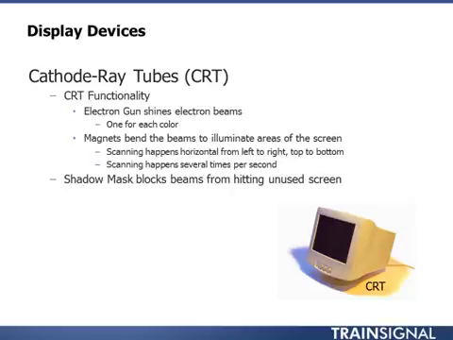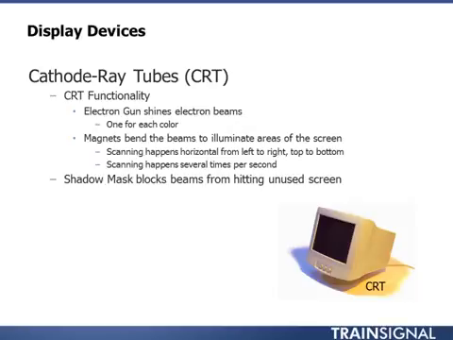Now, the actual functionality, how does this work? The idea is you have this electron gun which will shine an electron beam, okay, and you have one for each color, red, green, and blue. We then have magnets which bend the beams to illuminate specific areas of the screen. Now, when these electron beams are shot out and the magnets bend the beams to illuminate the screen, we have something called scanning. In other words, this happens, remember we talked about refresh rate? Okay, so we have this scanning which is horizontal from left to right and then from top to bottom.